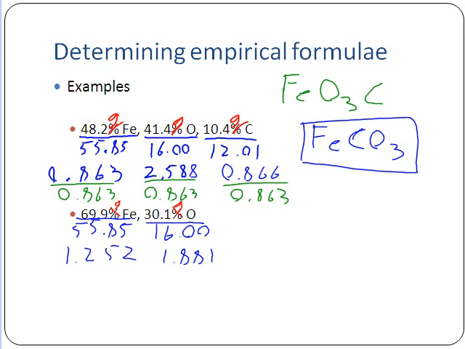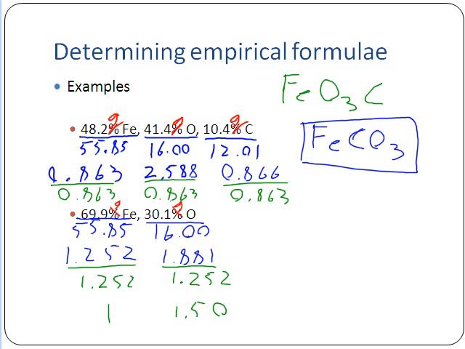The smallest of these two is clearly going to be 1.252. So we divide 1.252 by 1.252, and we divide 1.881 by 1.252. And so the first one here just gives us 1. Now 1.881 divided by 1.252, and we do that, we get 1.50. Now 1.50 is not even real close to a whole number.